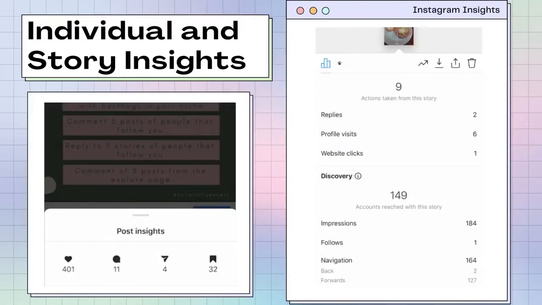So first, let's take a little look at individual and story insights. We're going to go through individual post insights first, and then we're going to move on to story. So you can get onto the individual post insights by clicking the view insights on the left side under any of the individual posts on Instagram. Through this little shortcut you can see total interactions from the post, the breakdown of the engagement, and perhaps most interestingly, the breakdown of how people actually discovered and came across your post.